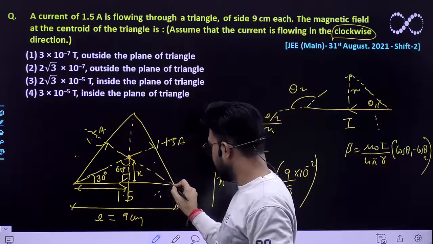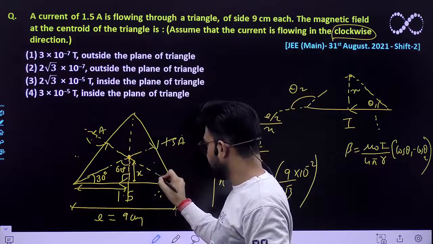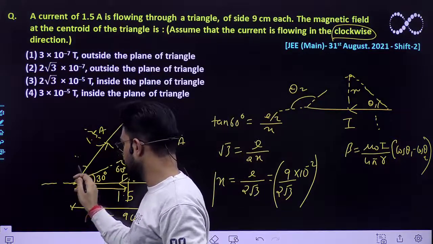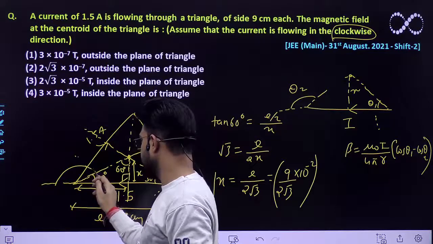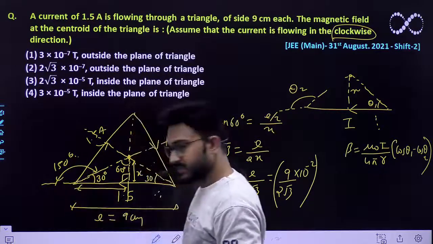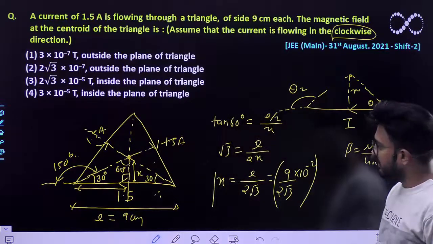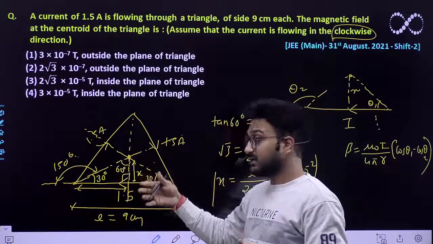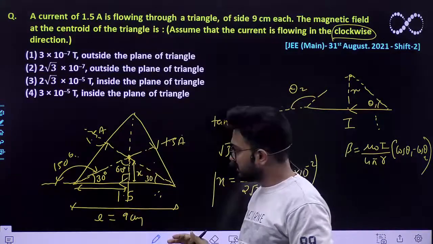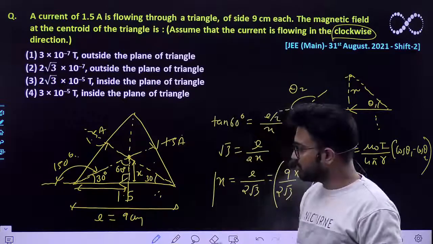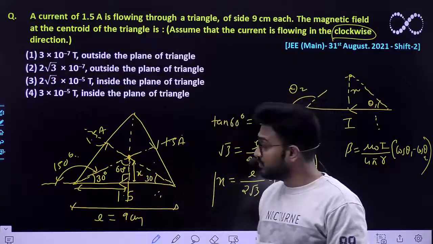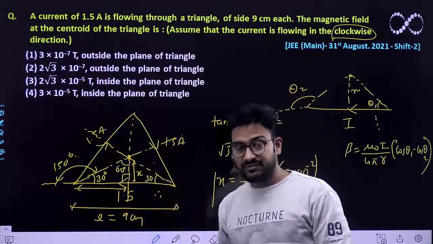Because this internal angle is 30 degree, and this external angle, what would it be? It would be 150 degree. Okay, now we can easily solve it. Because the magnitude of magnetic field at this particular point because of the individual wires are equal, the net magnetic field would be added up. So we will find the magnetic field because of the individual wire, and we'll multiply it by 3, so that you can get the final answer.